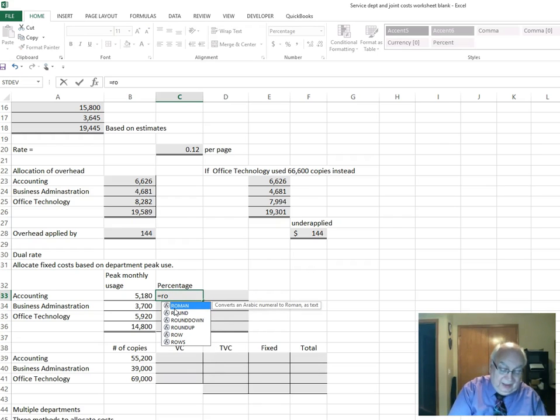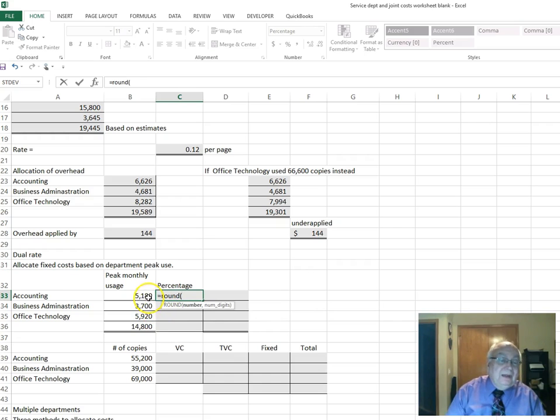And I want to use the round function for that. I'll take the 5,180 divided by the 14,800, and we'll do a comma 3. I want it to three decimal places. And also I want to absolute value the 14,800. So that gives me 35%. So I have that down. So it's 35%, 25%, and 40%, totaling 100%.